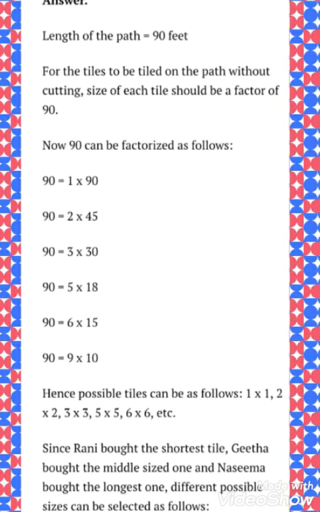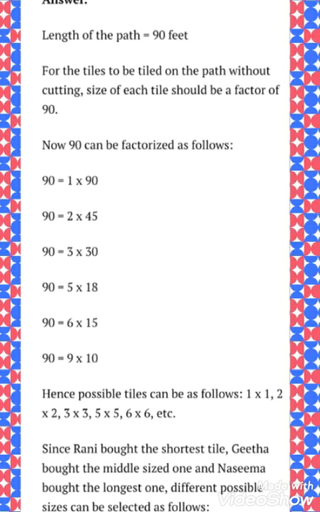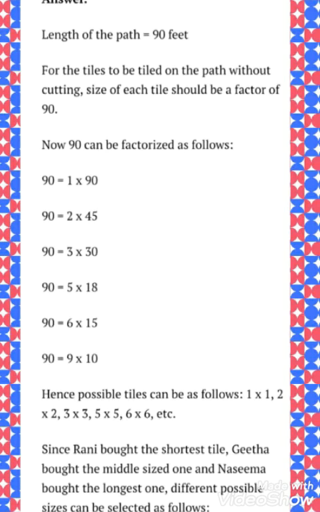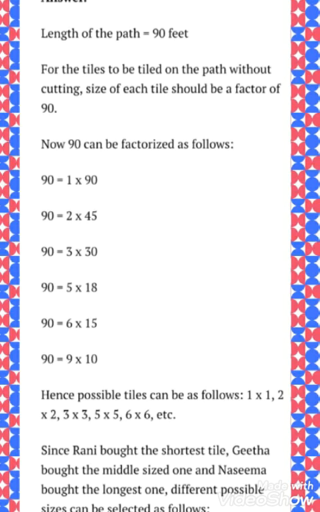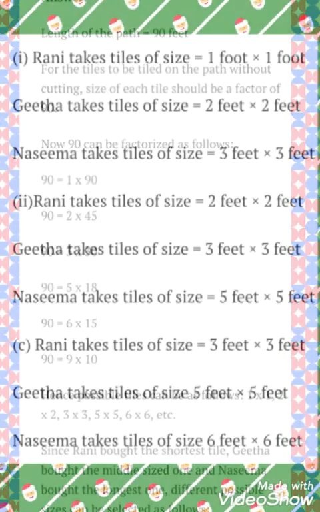And by taking the factors of 90, we are writing that the possible tiles can be 1 into 1, 2 into 2. Why 1 into 1? Because 1 is a factor of 90, 2 is a factor of 90, 3 is a factor of 90. So we will write 1 into 1, 2 into 2, 3 into 3, 5 into 5, again 5 is a factor of 90, and so on. It will go on until all the factors of 90 are covered.